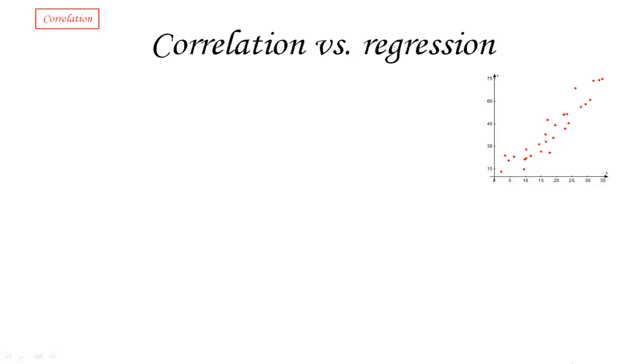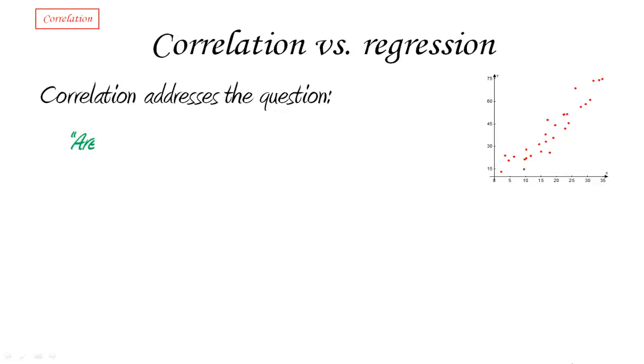So how are correlation and regression different from each other, even though they are related in the sense that they both look at the relationship between two variables? Well, here is what each of them actually does. In correlation, we address this question: are these two variables linearly related? You can smell that behind this question there is a hypothesis test. Is it true that these two variables are linearly related?